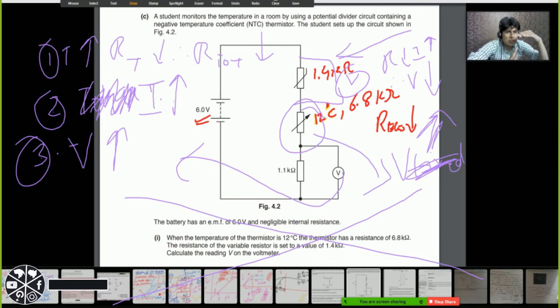Okay, if the temperature is 12 degrees C, then the resistance is 6.8 kilo ohm. And for 6.8 kilo ohm, there will be a voltage drop across the thermistor, there will be a voltage drop across the 1.4 kilo ohm, and there will be a voltage drop across the 1.1 kilo ohm resistor. Now I am going to increase the temperature to 15 degrees C. Then it means the resistance will get decreased.